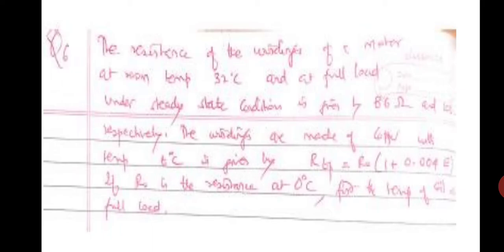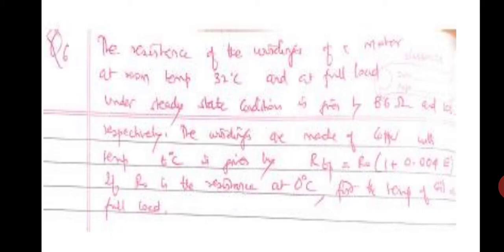The windings are made of copper, and the resistance at a temperature T degrees centigrade is given by RT is equal to R naught in bracket 1 plus 0.004 into T bracket close, where R naught is the resistance at 0 degrees centigrade. Find the temperature of the coil at full load. So here the relationship is given: RT is equal to R naught in bracket 1 plus 0.004 into T.